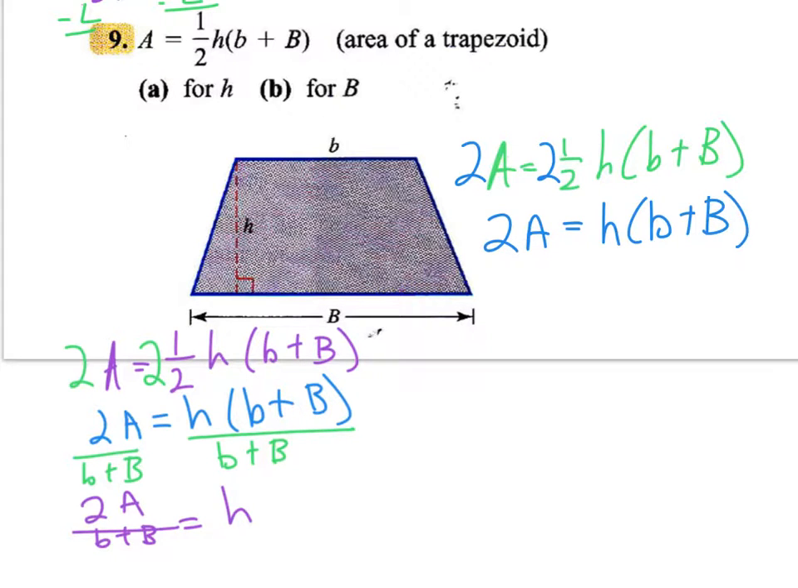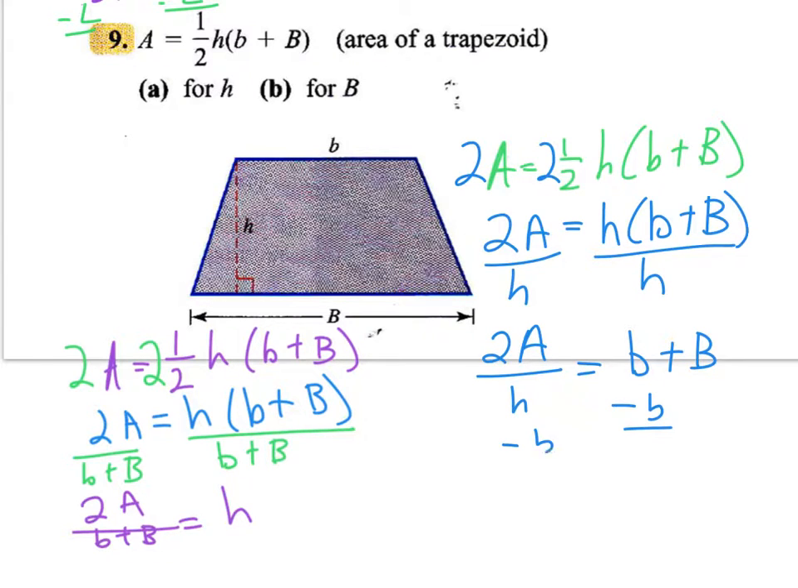From here, if we are solving for b, one thing we can do is divide by h, so that we'll be able to work inside of those parentheses. We get 2a over h equals the sum of the bases. And from here then just subtract that b from both sides, and we end up with 2a over h minus that small b equals the capital B.